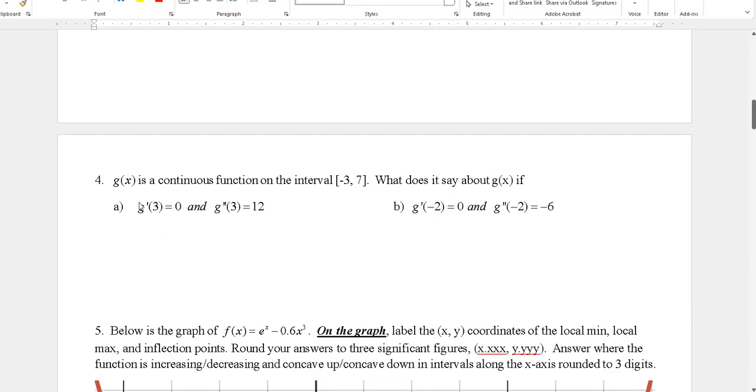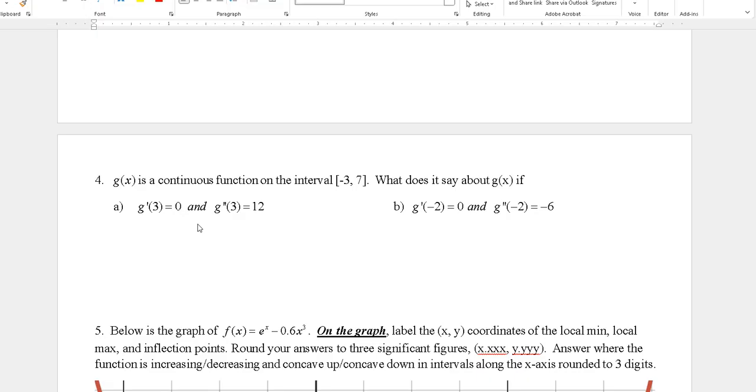We kind of mentioned this one today a little bit. g of x is a continuous function on this interval, -3 to 7. Suppose that g prime of 3 was equal to 0, but g double prime of 3 was equal to 12. What's that telling you about this function? What do you know now?